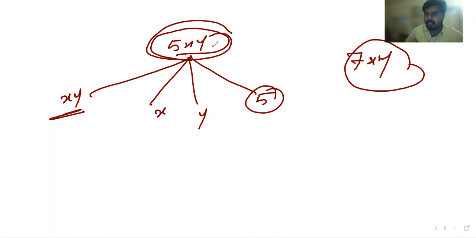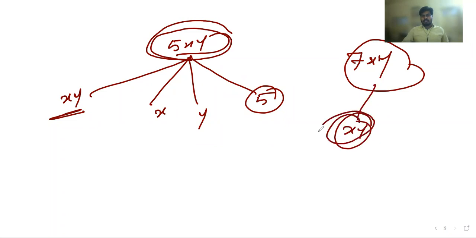7xy and 5xy are like terms, because xy is the literal factor here. In 5xy also, xy is a literal factor. So 5xy and 7xy have the same literal factor, so we can call them like terms.